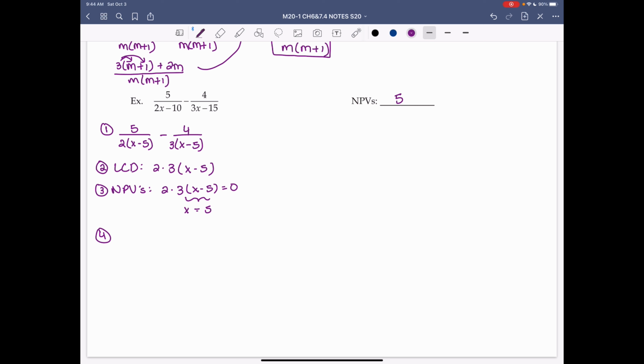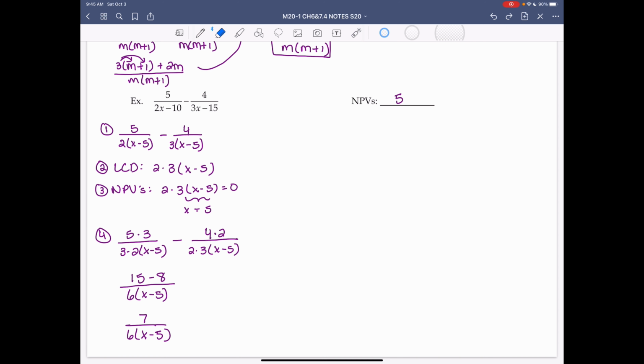Step 4, we need to multiply the first fraction by 3: 5 times 3 over 3 times 2 times (x minus 5). Second fraction, we need to multiply by 2: 4 times 2 over 2 times 3 times (x minus 5). We can then write these in one fraction. We have 15 minus 8 over 6 times (x minus 5). 15 minus 8 is 7 over 6 times (x minus 5).